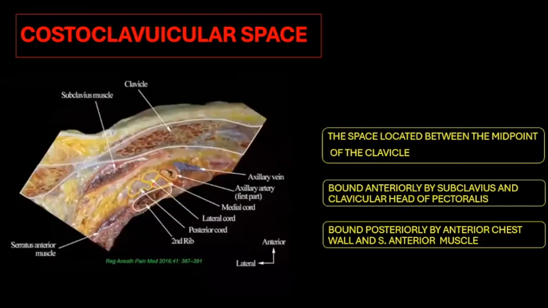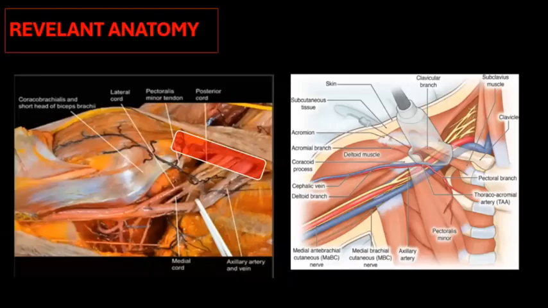This space is bounded anteriorly by the subclavius and the clavicular head of the pectoralis muscle. Posteriorly, it is bounded by the anterior chest wall and the serratus anterior muscle. So beneath the midpoint of the clavicle, these cords lie in relation with the axillary artery, where the block is done.